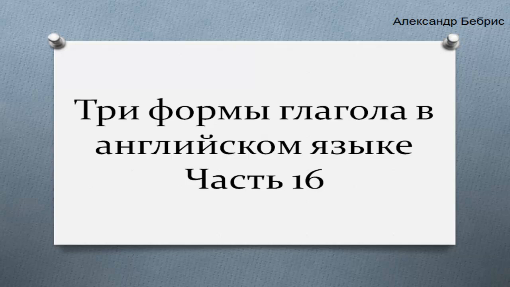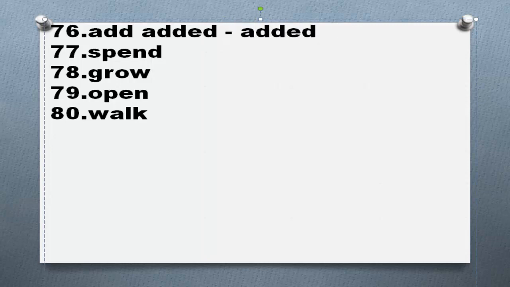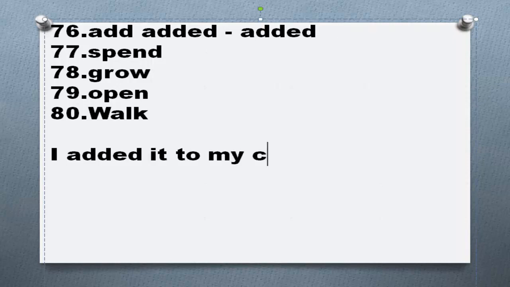3 формы глагола в английском языке, часть 16, part 16, и мы с вами разберем формы данных глаголов и примеры предложений с ними. Add – добавлять, данный глагол правильный, его формы added, added. For example, я добавил это, I added it to my conclusion, к моему выводу. So, I added it to my conclusion.